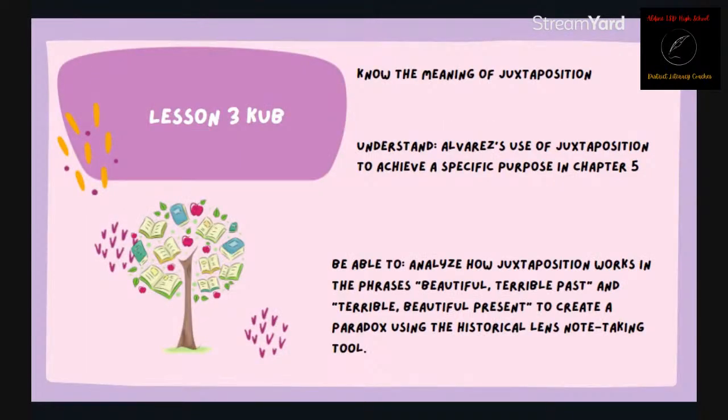So that concludes Lesson 3 for our CFU. We have students will know the meaning of juxtaposition. They'll understand Alvarez's use of juxtaposition to achieve a specific purpose in Chapter 5 and be able to analyze how juxtaposition works in the phrases "beautiful, terrible past" and "terrible, beautiful present" to create a paradox using the historical lens note-taking tool.